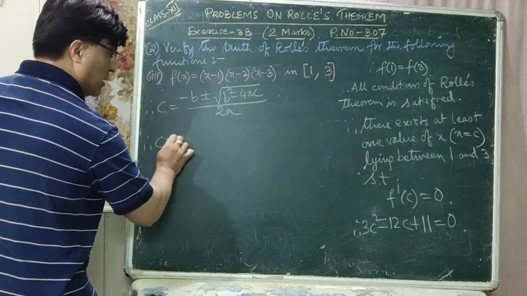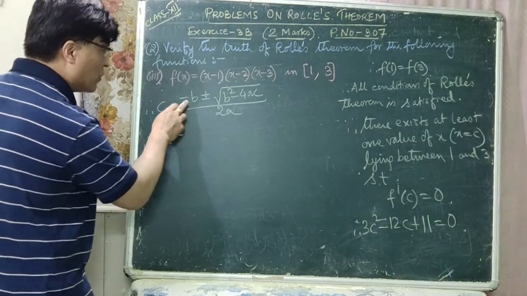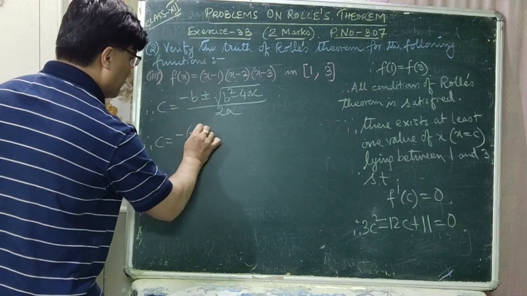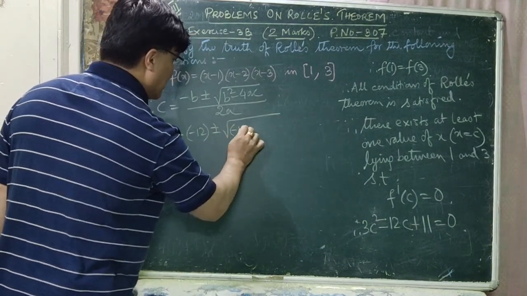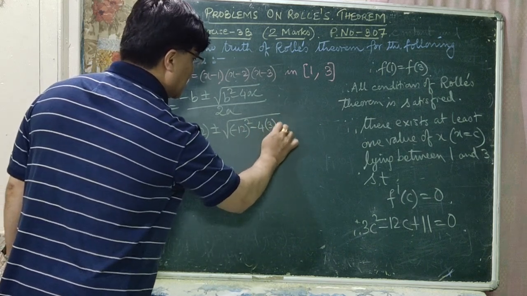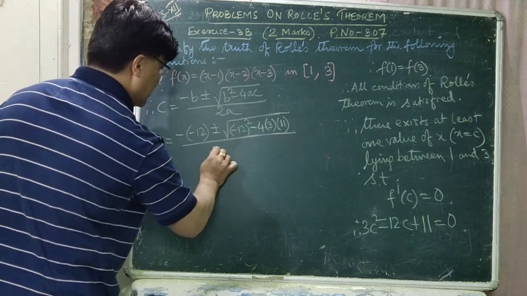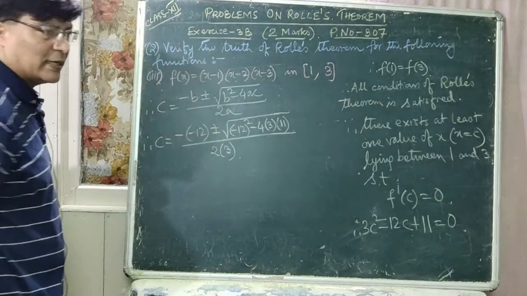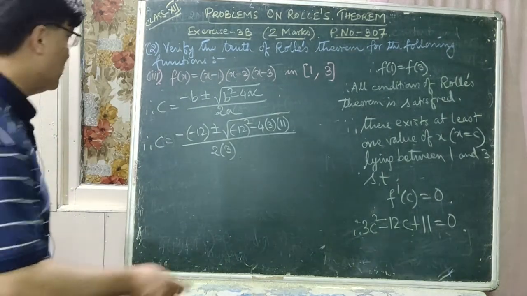So therefore c is equal to, what is minus b? Minus sign is already here, write down minus. What is b here? Minus 12. So it is plus minus root over, what is b whole square? Minus 12 whole square minus 4 into, what is a? 3 into 11, right? Whole divided by twice a, it is 2 into 3. Is that clear to all of you? So now you have to simplify it further now.